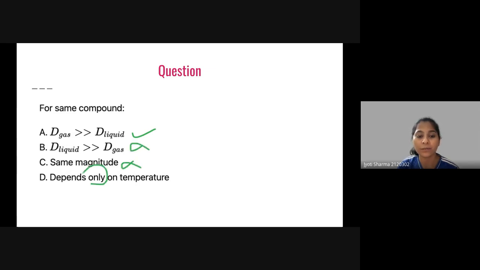Depend only on temperature? No, it can depend on temperature, but if you are saying that it is only on temperature, then this is the wrong one. So A is the right answer.